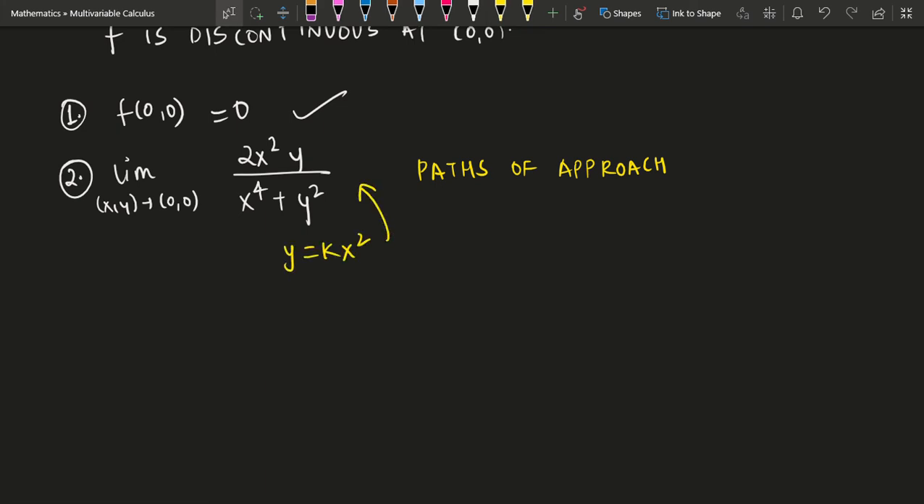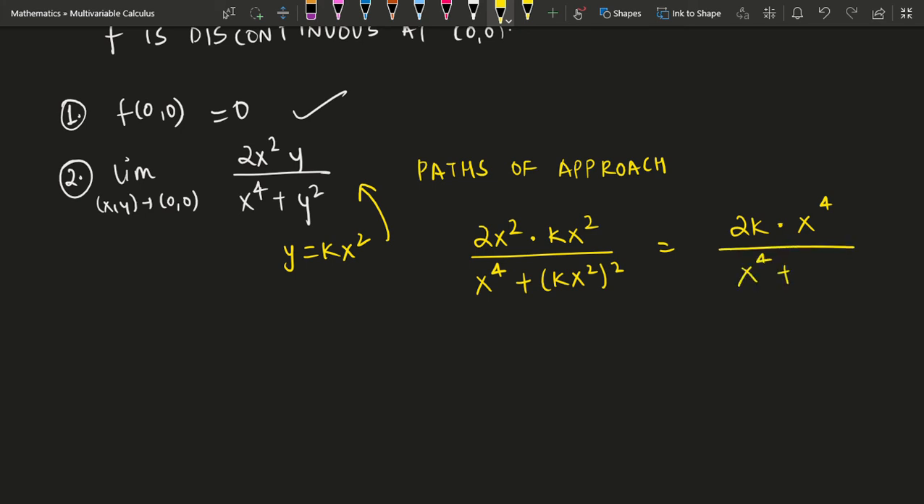If you plug that in, you get 2x squared times kx squared over x to the power 4 plus k squared x to the power 4, which equals 2k times x to the power 4 over x to the power 4 plus k squared x to the power 4. The x to the power 4 can be cancelled out, and you are left with 2k over 1 plus k squared.